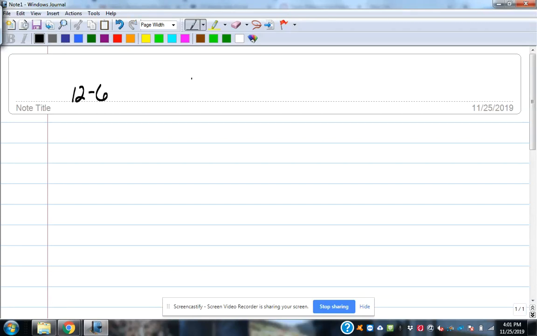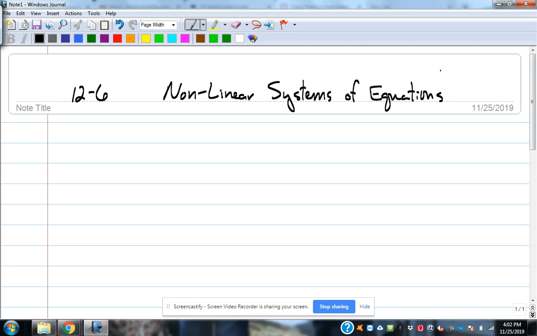12.6 is the section we're dealing with, and it's nonlinear systems of equations. All right, so nonlinear systems of equations, a little bit more difficult than linear systems because we can't use the matrix stuff on it. So that makes it a little bit more difficult to do. You've got to do a little bit more algebra stuff in there, but you kind of can catch on to some of the tips and tricks here.